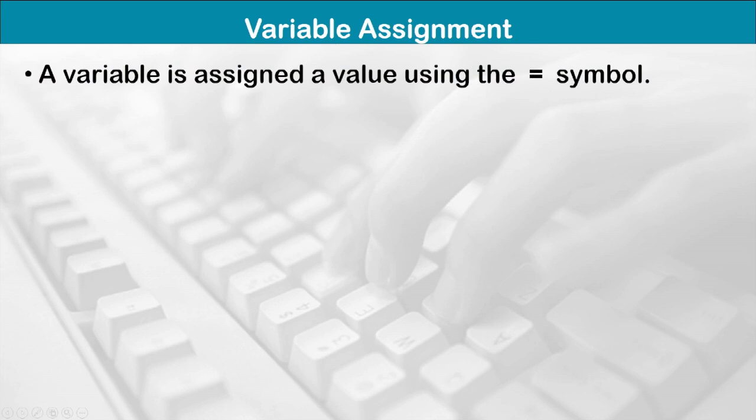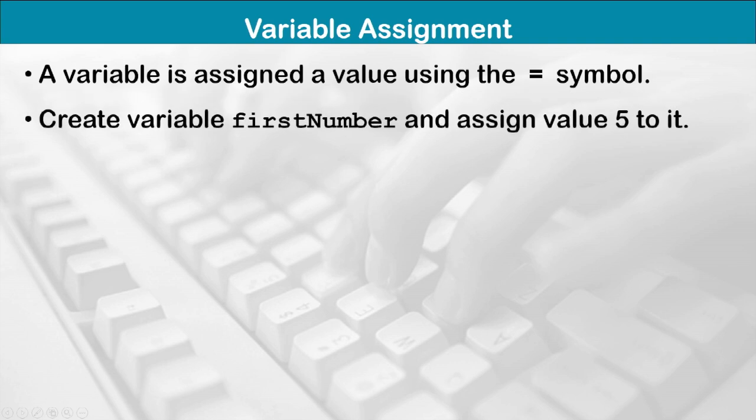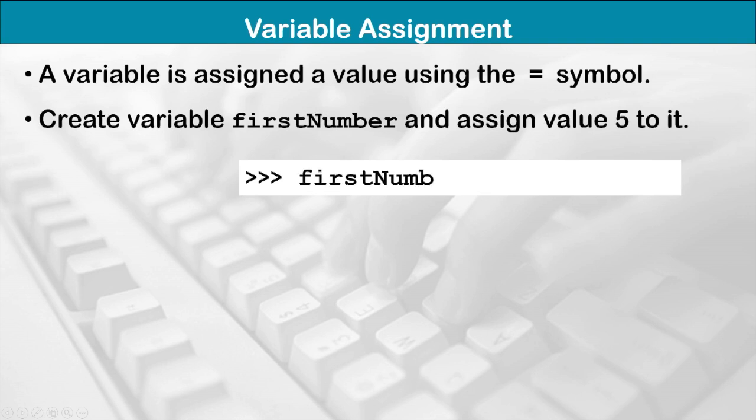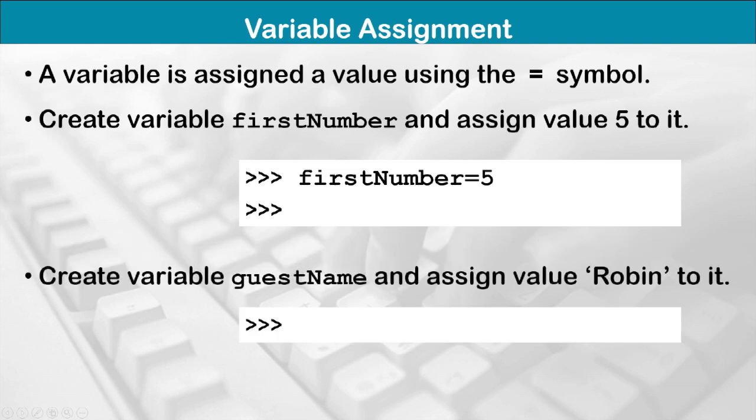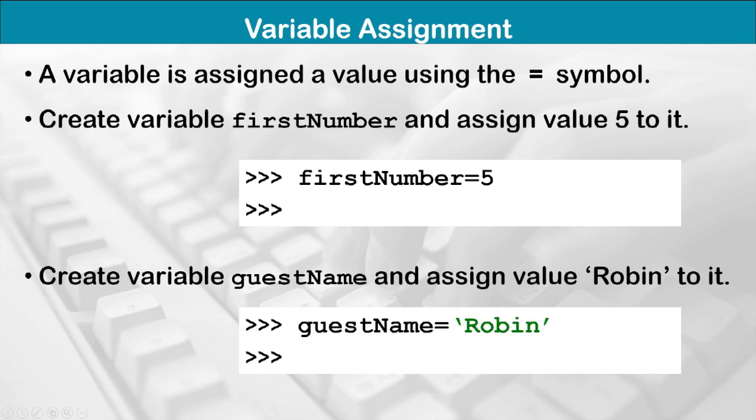A variable is assigned a value using the equal to symbol. To create a variable called first number and assign value 5 to it, type first number is equal to 5. To create a variable called guest name and assign value Robin to it, type guest name is equal to Robin.